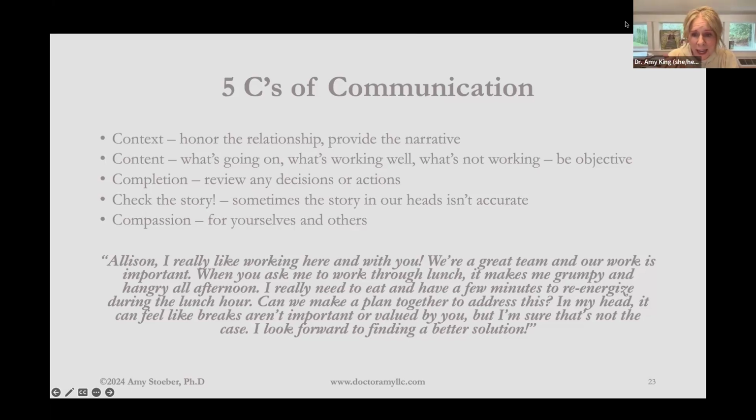I really need to eat and have a few minutes to re-energize during the lunch hour. And then you're asking for completion or a plan, right? Can we make a plan together to address this? Whenever possible, we try to be collaborative.